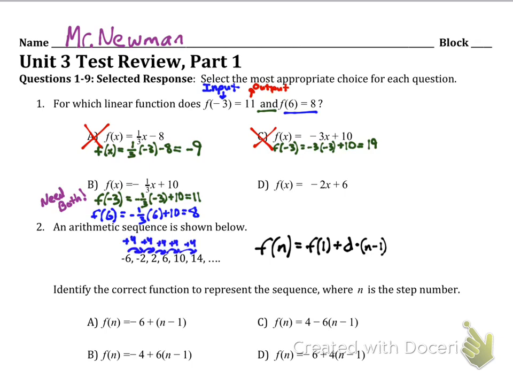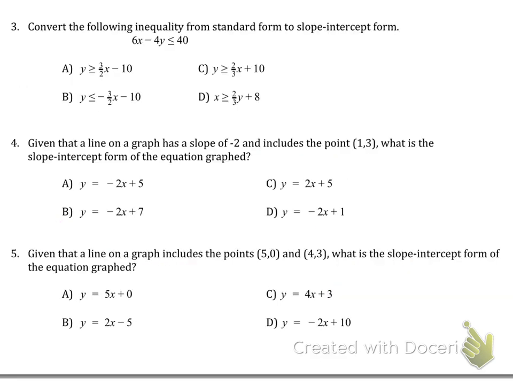Remember, the common difference is how much it goes up by each time. That d is the common difference. That's plus 4 because we add 4 to each step to get to the next one. F of 1 is that first term, negative 6. I'm going to plug in negative 6 where f of 1 is. So my final answer is f of n equals negative 6 plus 4 times n minus 1. And you can look down there to find which one that is.